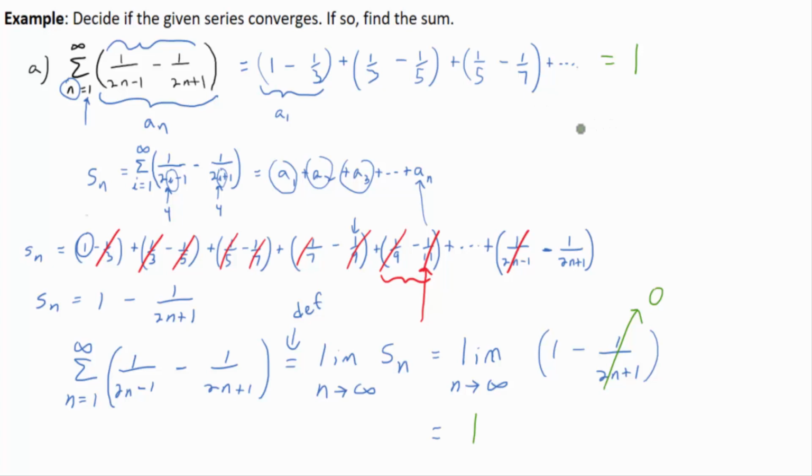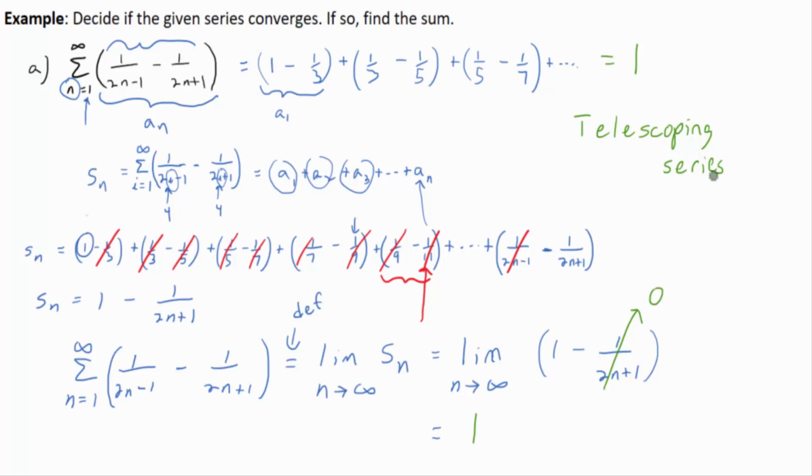It's called a telescoping series. Can anybody guess why? Yeah, it's like a pirate's telescope that you've seen in the movies, right? It expands out when you want to look at something, and then you collapse it down. That's exactly what happened when we did all that cancellation. So it's a good name for it.